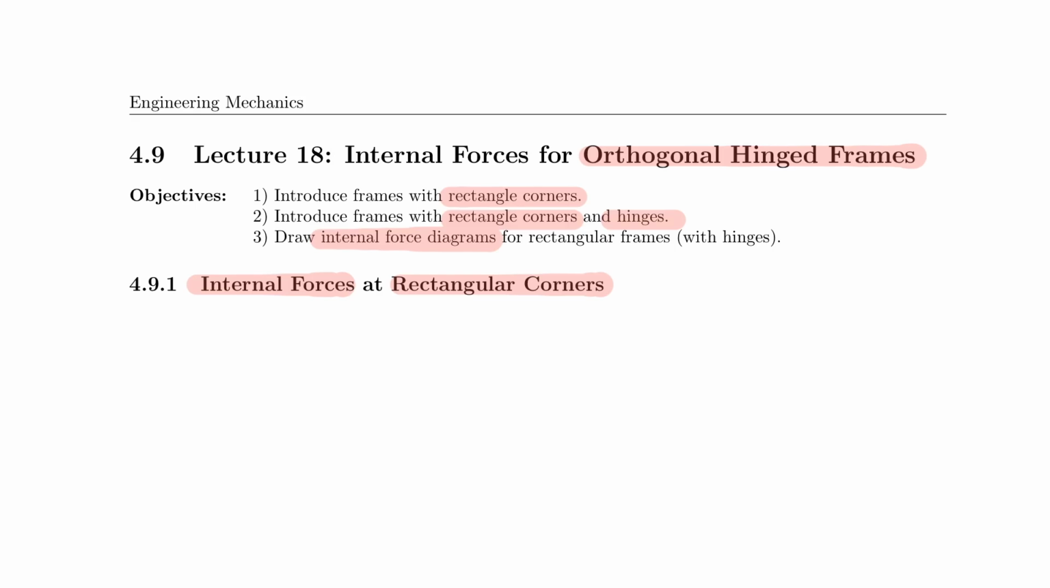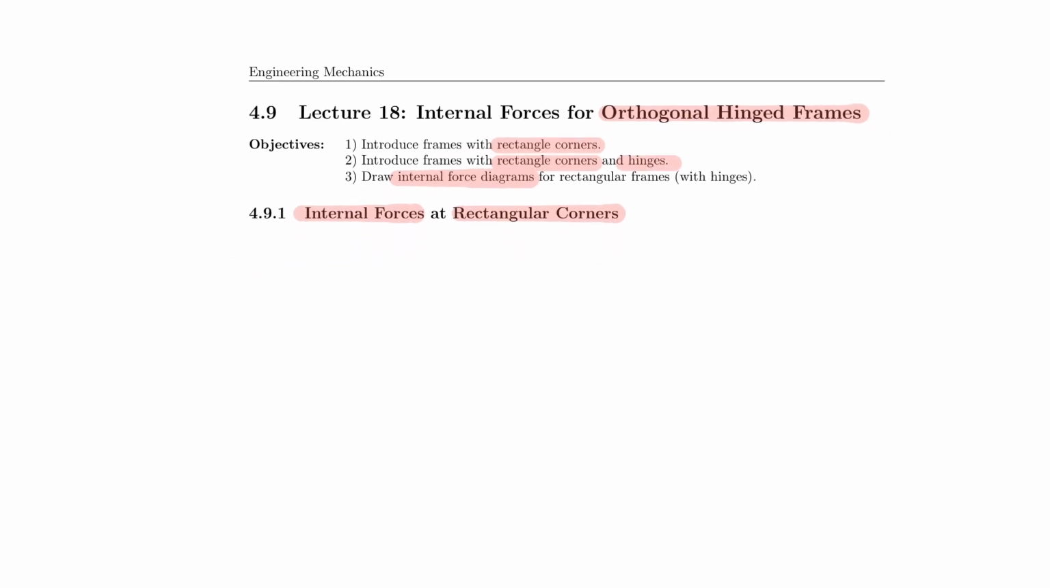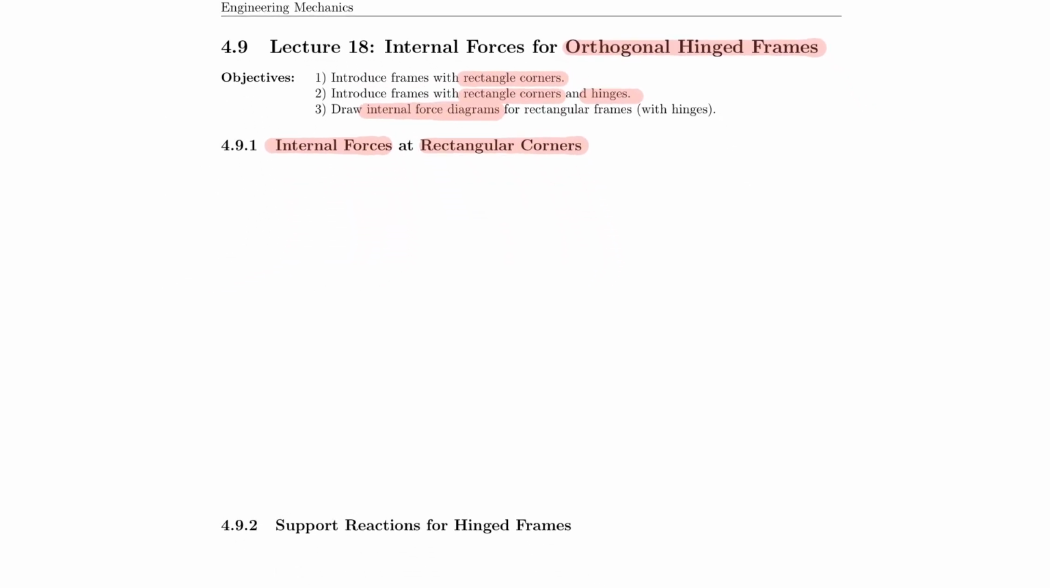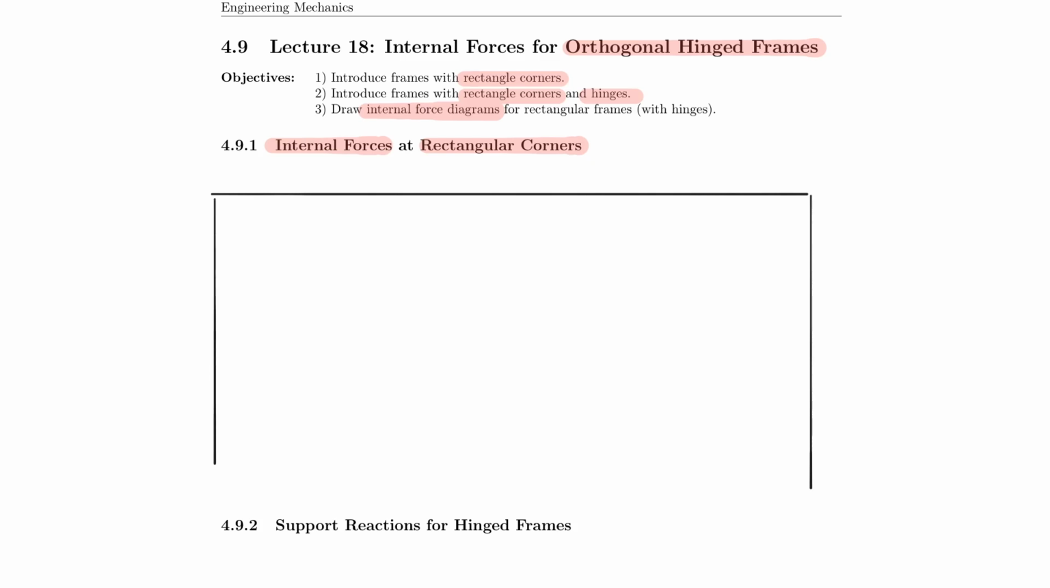And to talk about that, let's first draw a frame. So I'm going to draw a regular frame here on my canvas, and I'm of course exaggerating a little bit. And keep in mind that we always had horizontal members before. Now we are dealing with horizontal and vertical members.